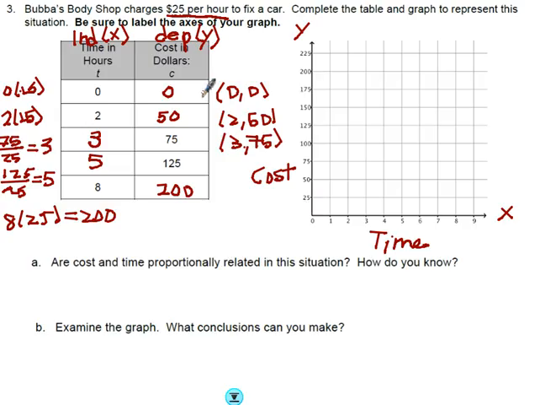Then we're going to plot the points. You can pause the video and do that on your own to check. Otherwise, you can follow along. So the first point is 0, 0. Then it's 2, 50, so we're going to go all the way up to 50. Then the next one is 3 comma 75. Then the next point is 5 on the x value and 125 for our y value. So we're going to move up to 125. And 8 comma 200. So 8 comma all the way up to 200.